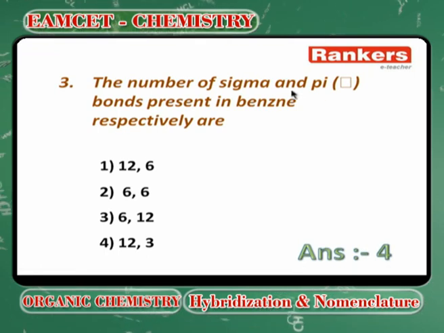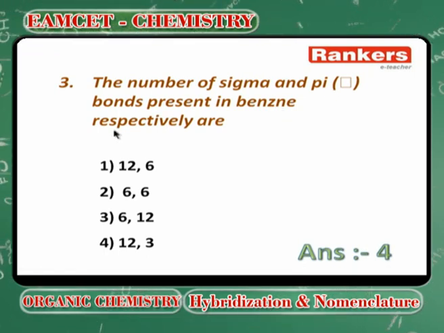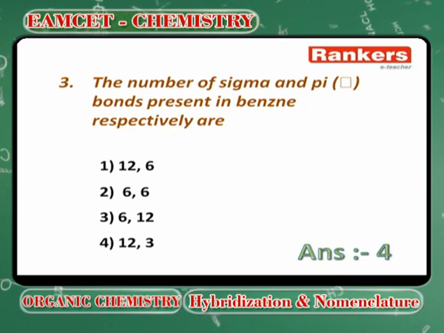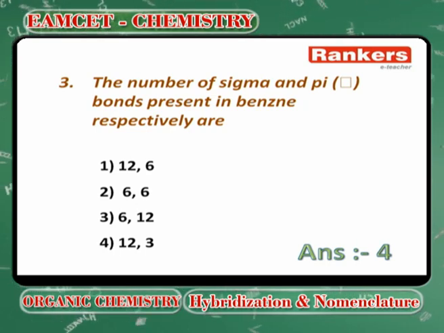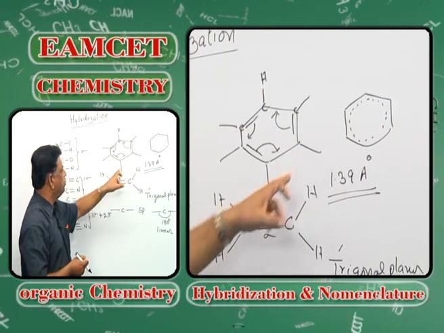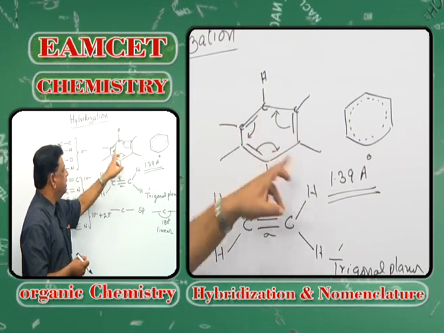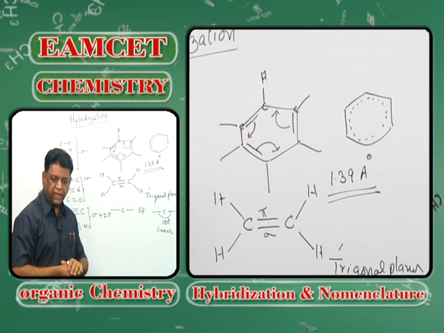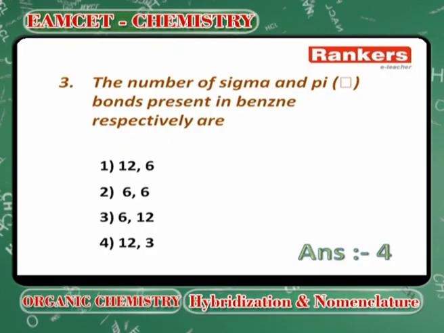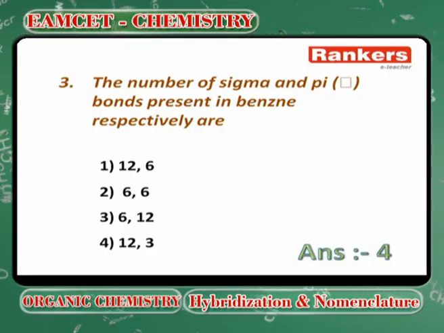The number of sigma and pi bonds present in benzene, respectively. Once again, this is the benzene molecule in which there are 6 hydrogens outside and 6 CC bonds inside; 12 sigma bonds are there, 3 pi bonds are there. So therefore, the answer goes to the fourth bit. Next.